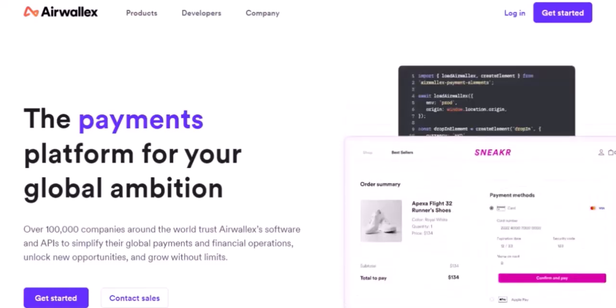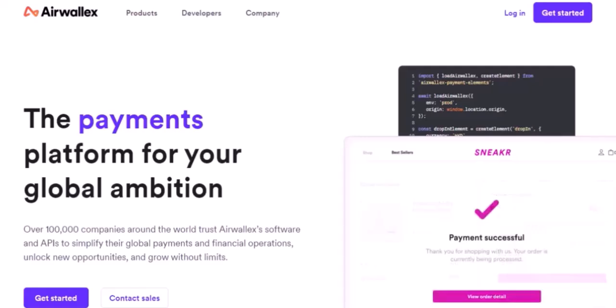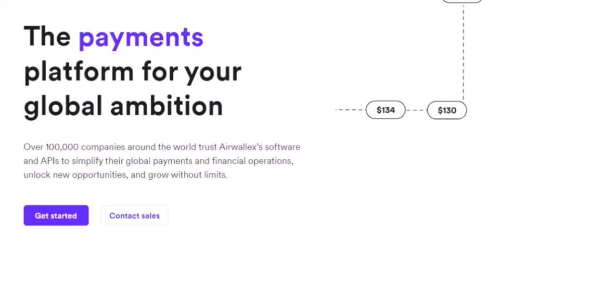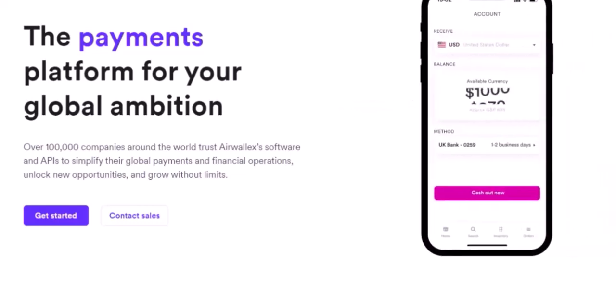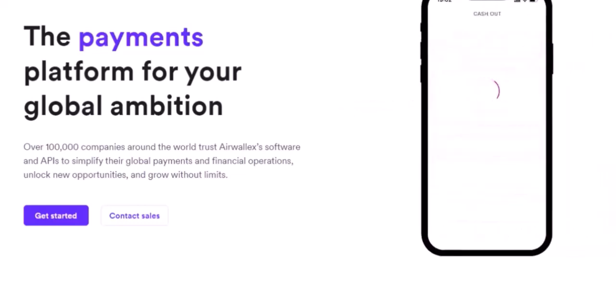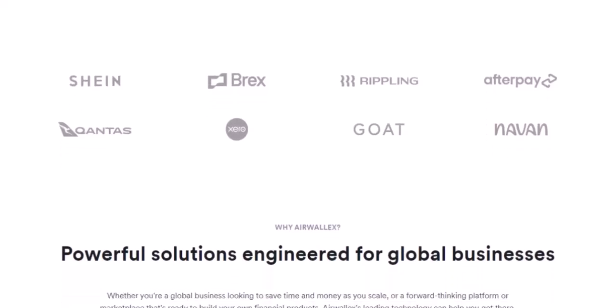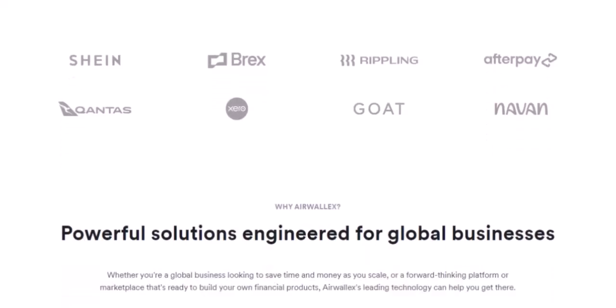Key features of Airwallex's global account: multi-currency, hold and manage funds in over 100 currencies. Global payments, send and receive payments seamlessly across borders. Virtual IBANs, receive payments in local currencies with a virtual IBAN. API integration, integrate the global account into your existing systems for automation. FX services, benefit from competitive exchange rates and hedging tools.